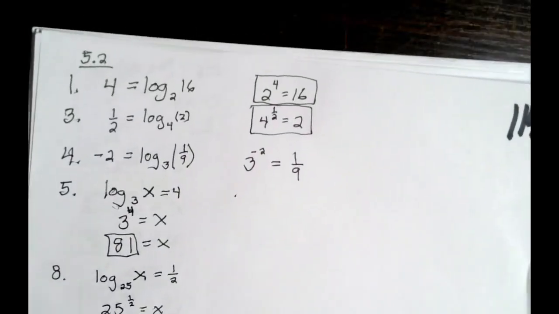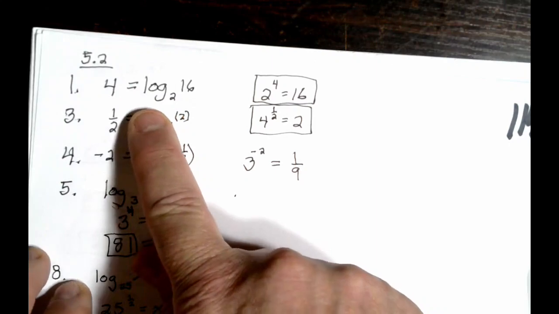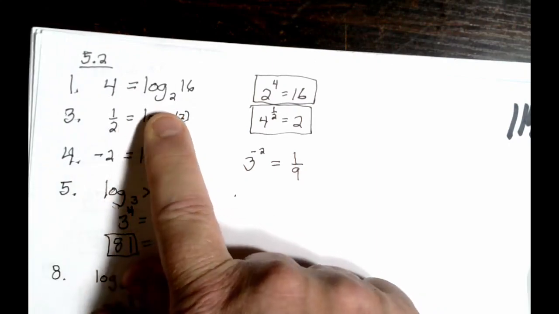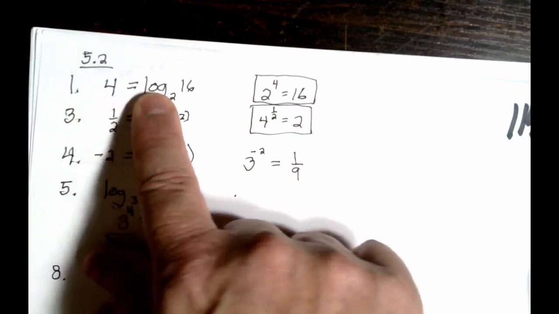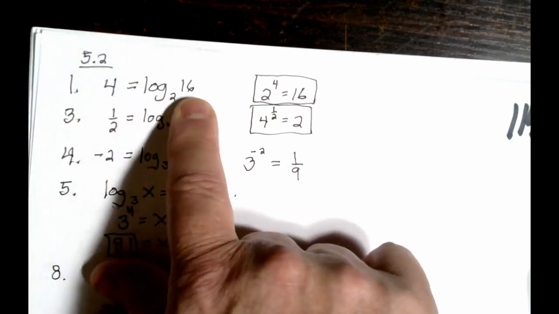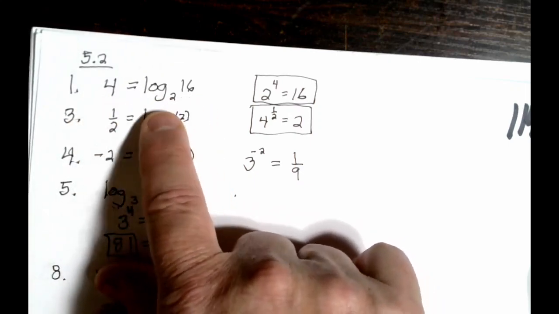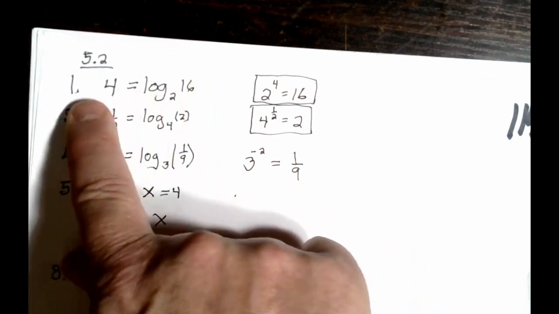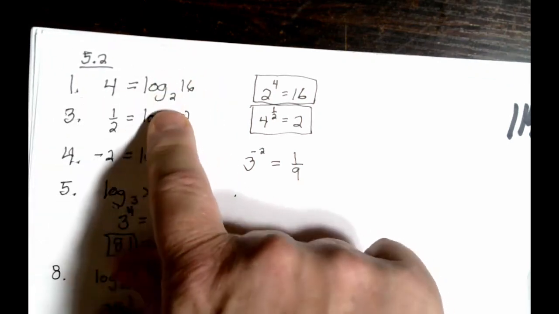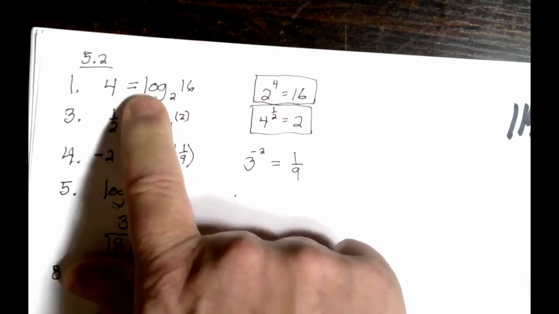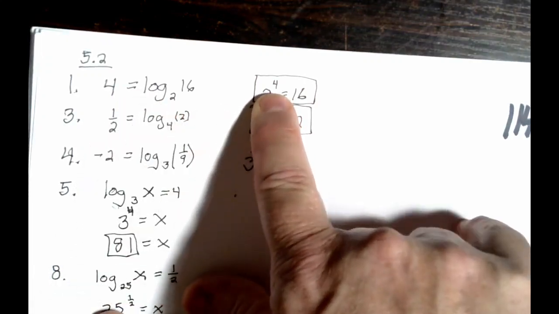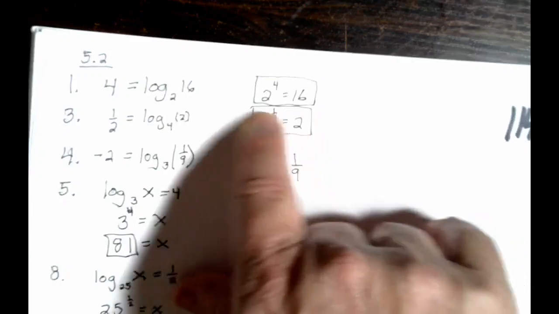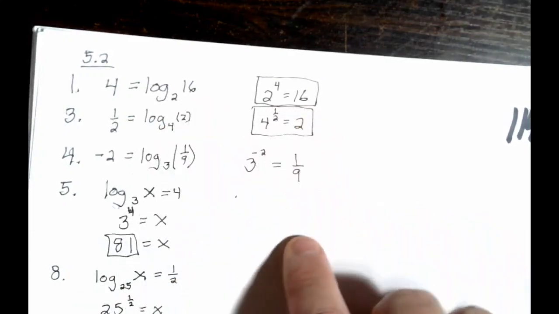Alright, this is section 5.2. They ask us to use the definition of logs to rewrite this. So remember, this is 4 equals log base 2 of 16. So you remember logarithms equal the exponent, so that's got to be your exponent. And you know this is your base because you read it as log base 2. So base 2 raised to the exponent 4 equals whatever that third number is right there, 16.